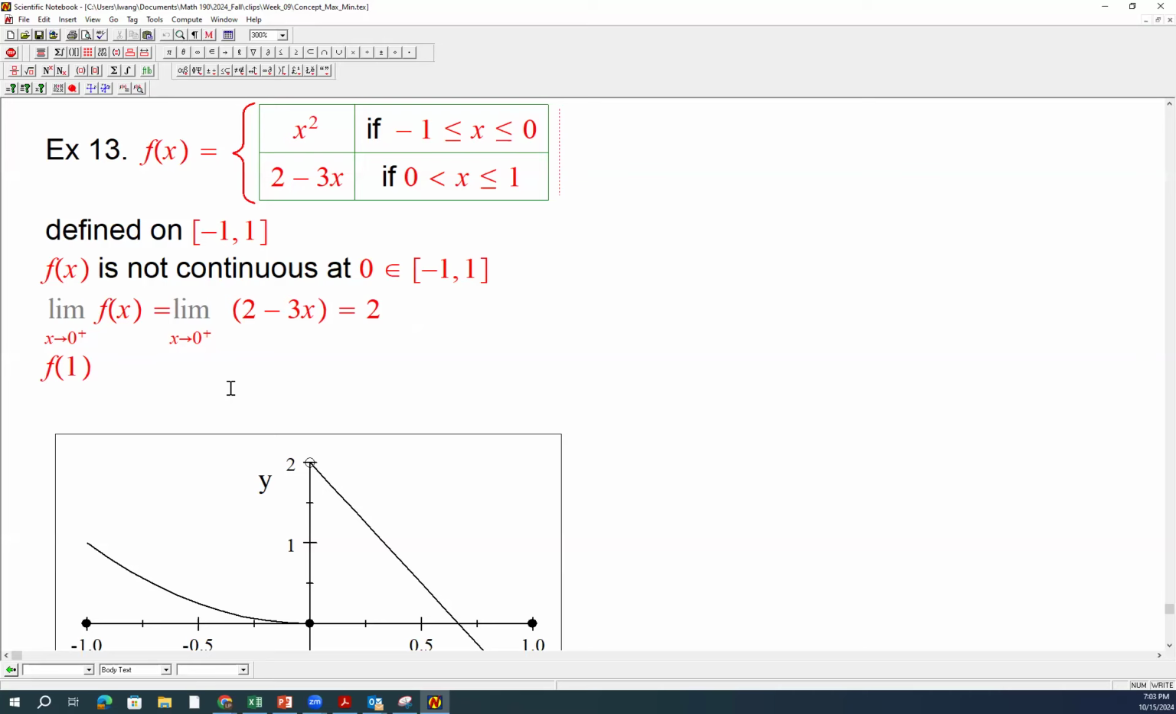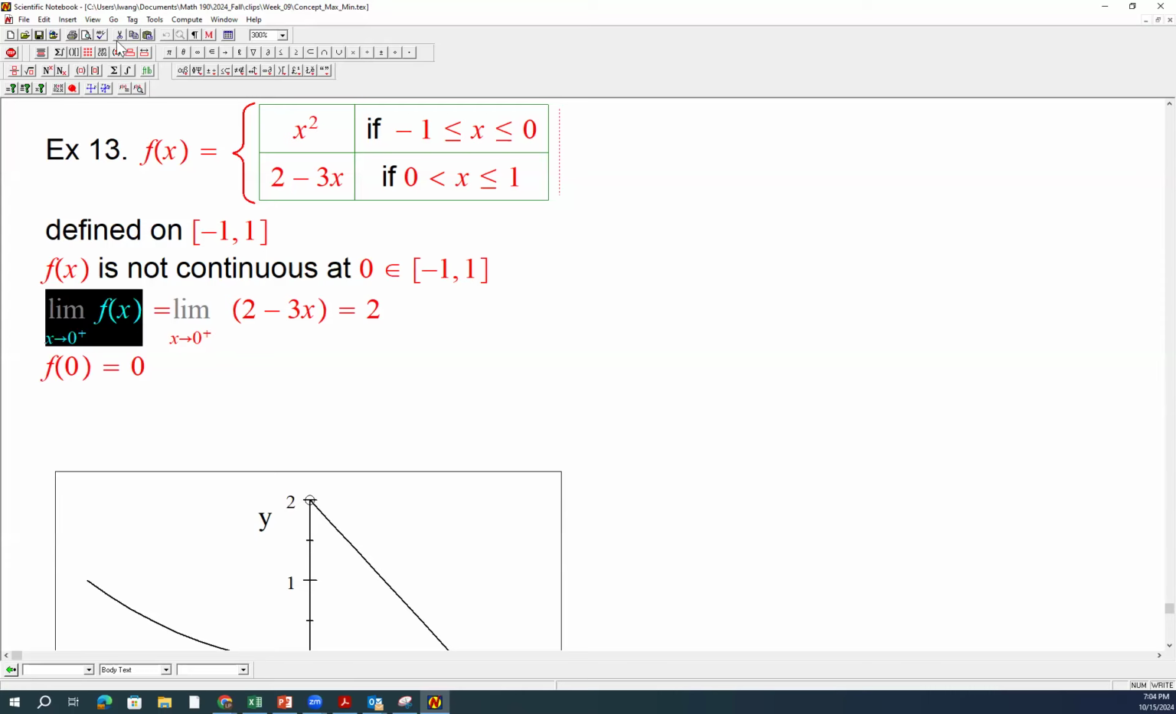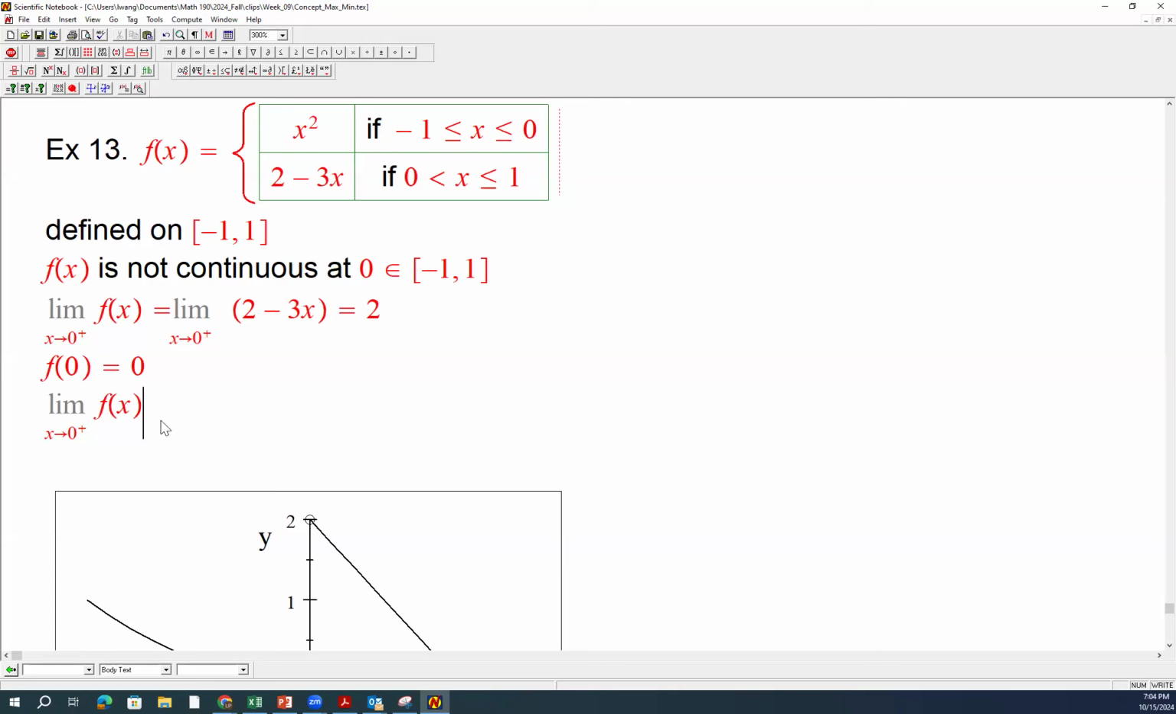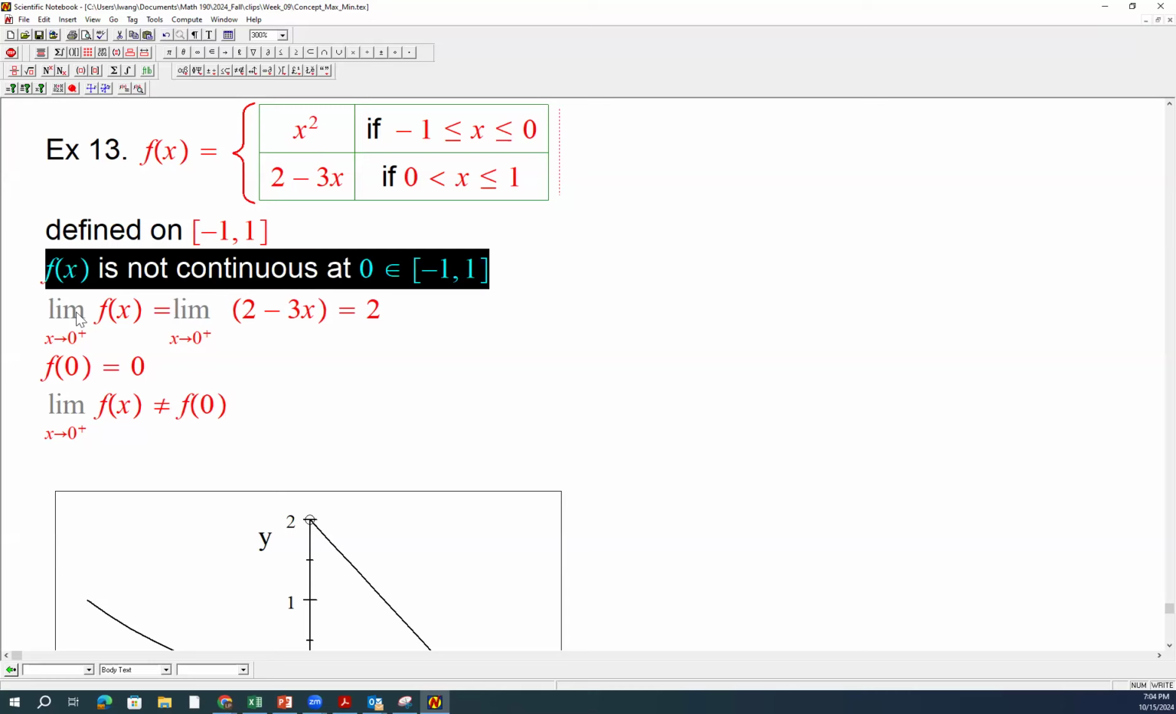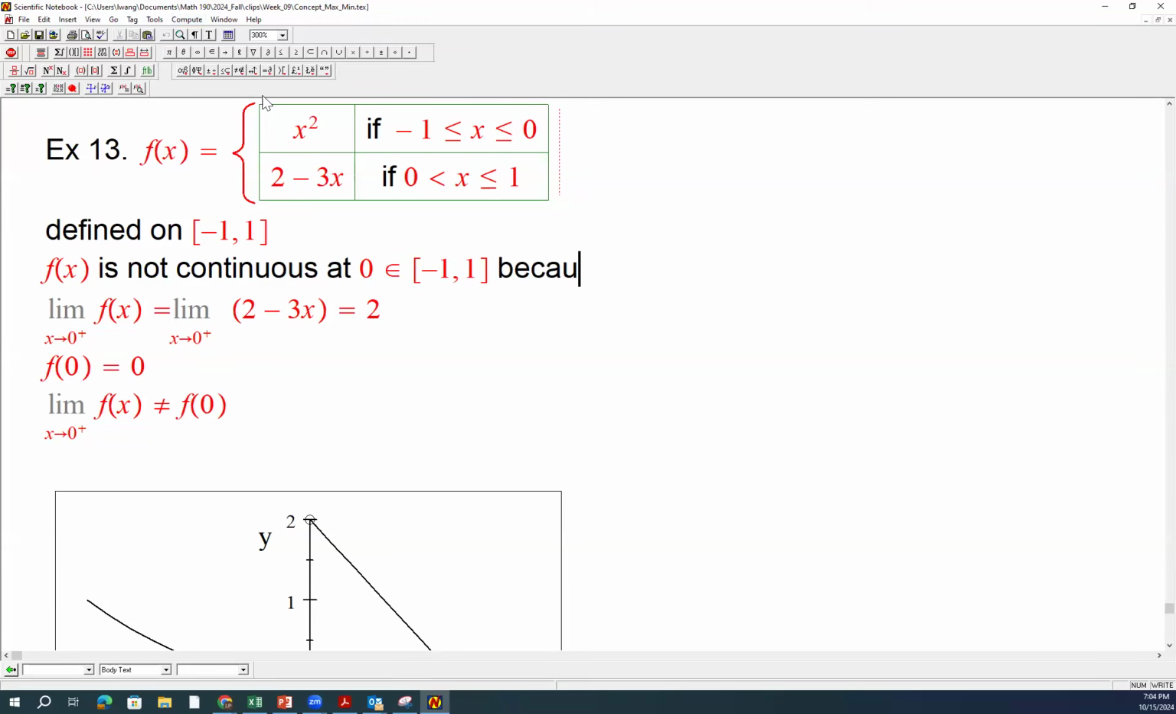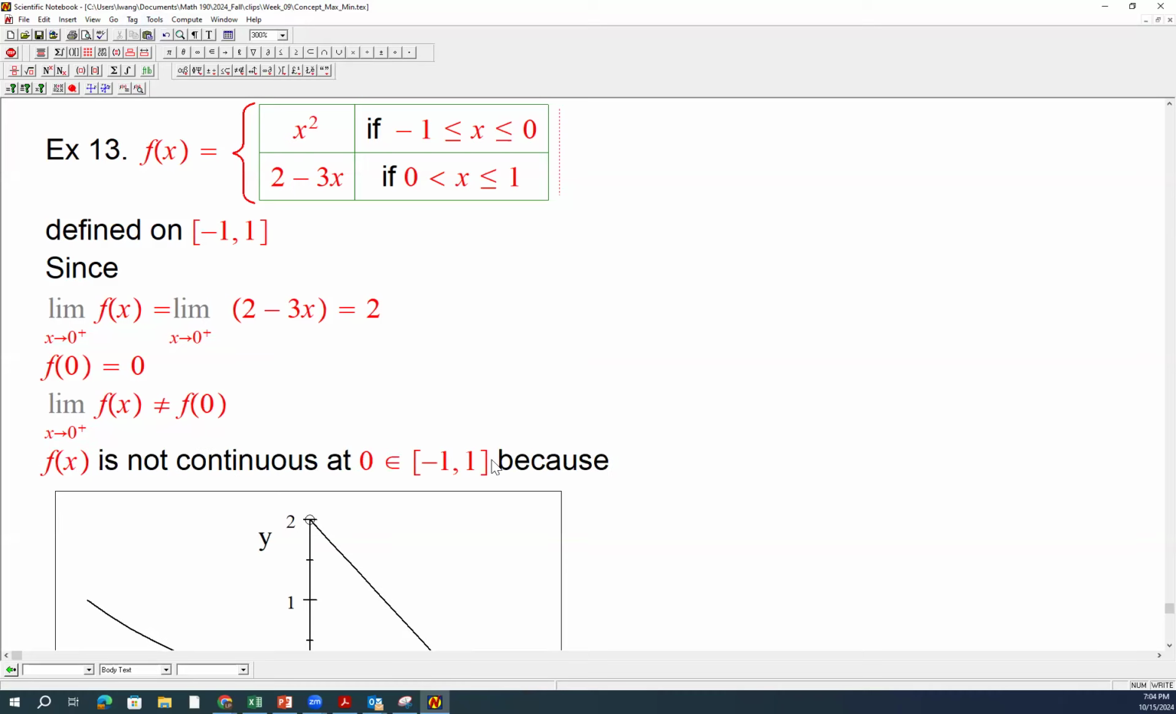F of 1, we're going to use the first definition, right? I'm sorry, F of 0, my bad. We're looking at 0. F of 0, we're going to use the first rule. That's going to be 0. So what do we get? We get the limit of the function from larger than 0 is not equal to the function's value at 0, right? So we declare f is not continuous at 0 because these are the reasons, okay? You can also say since all of these reasons, then you can say f of x is not continuous at 0.